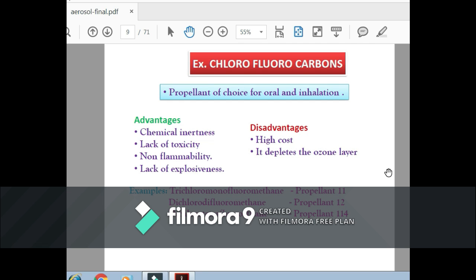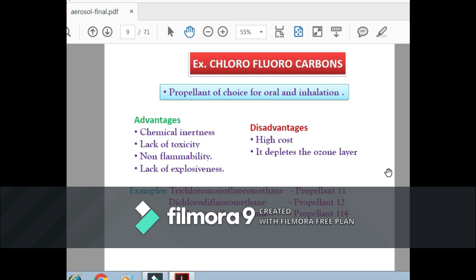Examples of such kind of propellant: chlorofluorocarbon. This is the one category. This kind of propellant are the choice of propellant for particularly inhalation or nasal drug delivery purpose as well as the oral drug delivery purpose. Such kind of chlorofluorocarbons are having versatile advantages. First advantage is that they are chemically inert in nature, they are not having toxicity, as well as they are not flammable, then they are not having explosiveness also. See, these are the most important advantages.